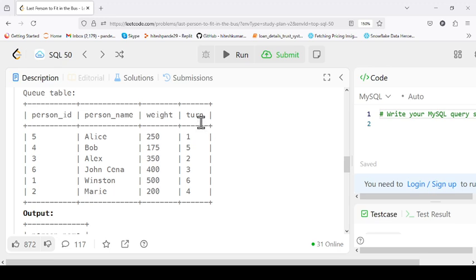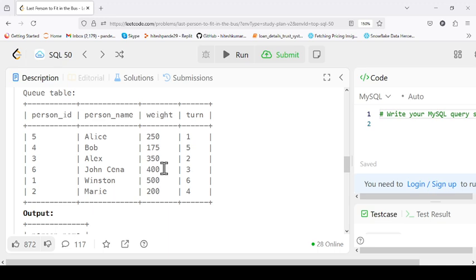So for that we have to first sort by the turn column. According to that, the first turn will be given to Alice because their turn is 1, so 250 is added. The second person is Alex, whose turn is 2, and their weight is added: 250 plus 350 makes 600. Next comes turn 3. John Cena's turn is 3, their weight is 400. So 400 plus 350 plus 250 becomes 1000, which is equal to the limit. So John Cena is the last person who boards the bus.